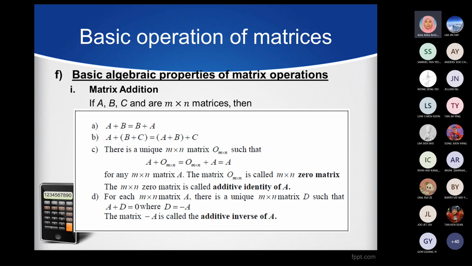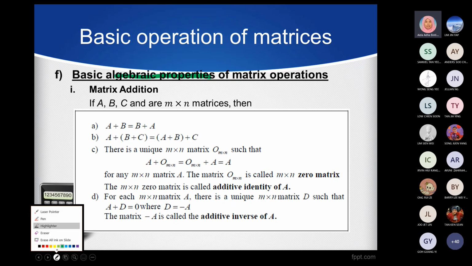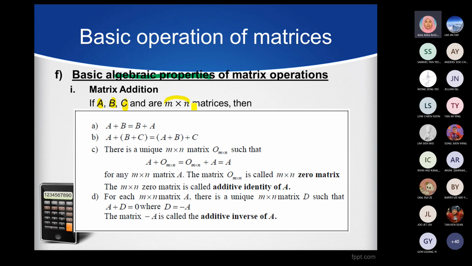Okay, next, these are the basic operations for matrices. Let's say the question wants to test your understanding of the algebraic properties of matrix operations. So let's say you have matrices A, B, C. These are all matrices, and the dimension here is M multiplied by N. If you do the addition of matrix A and matrix B, it is okay if you put matrix B in front and A at the back and then do the addition. Both are the same. Left hand side and right hand side are the same.